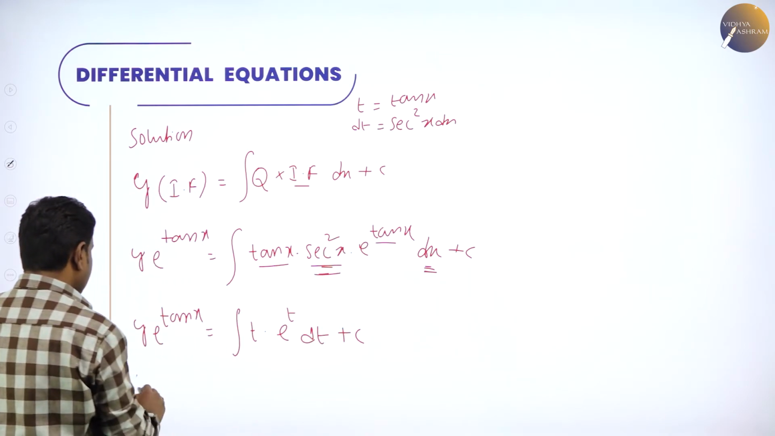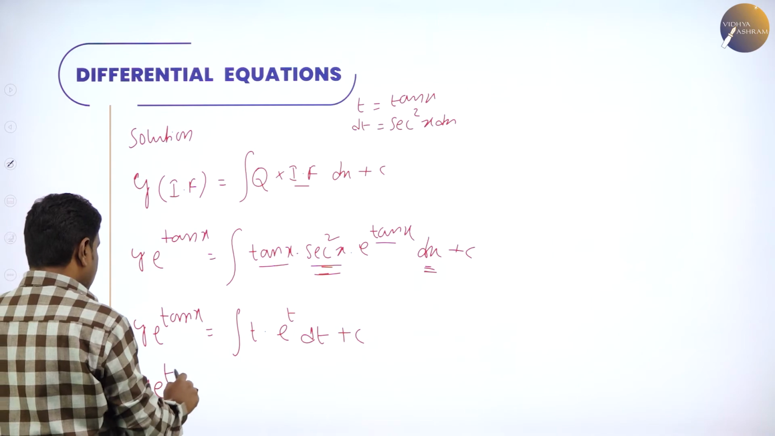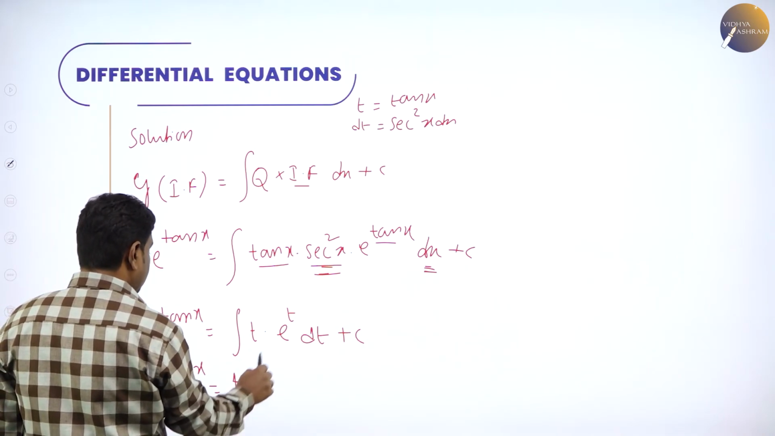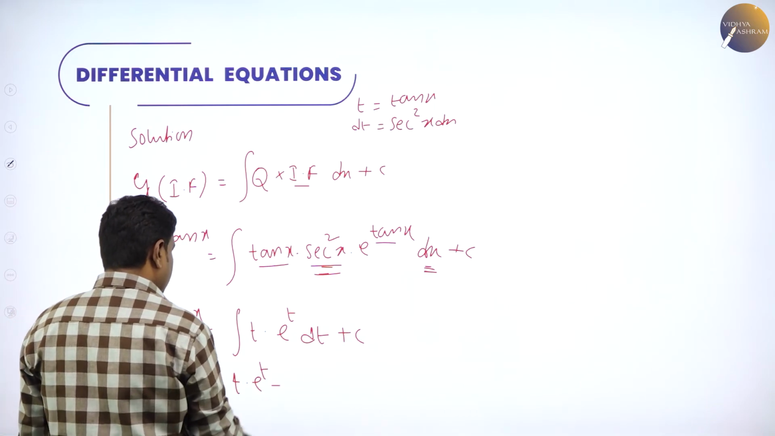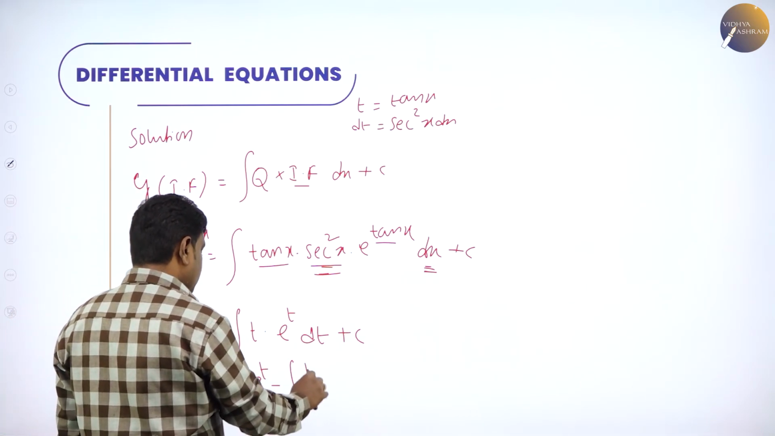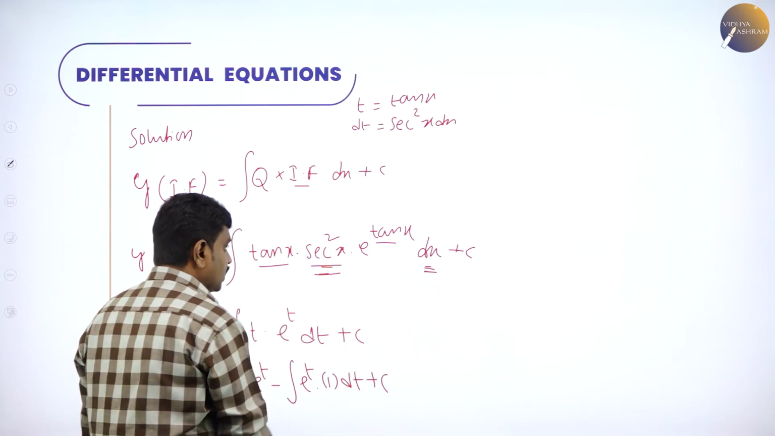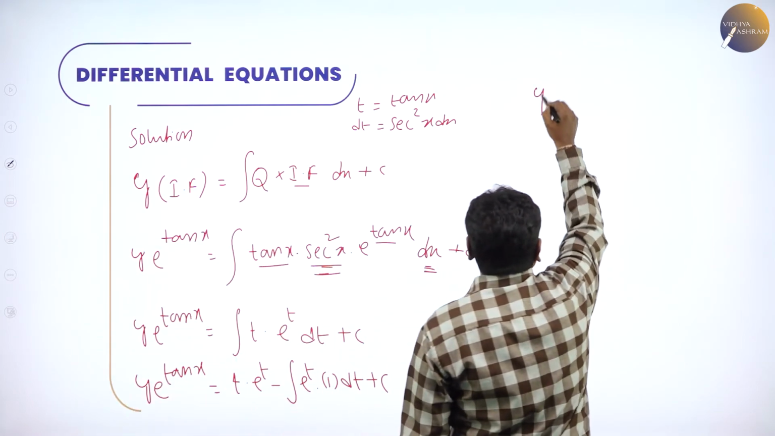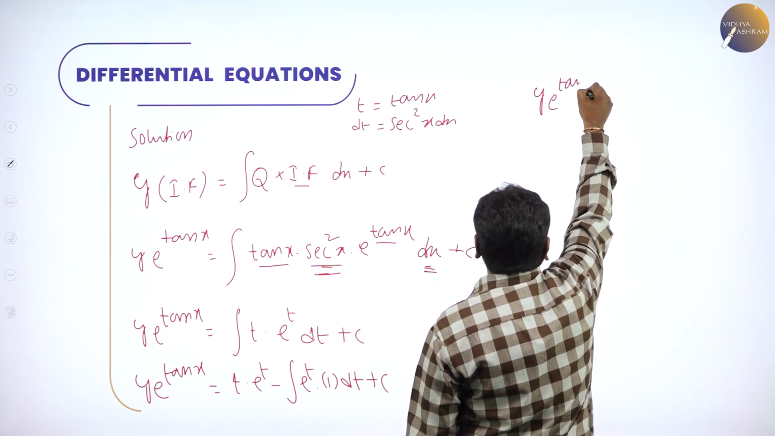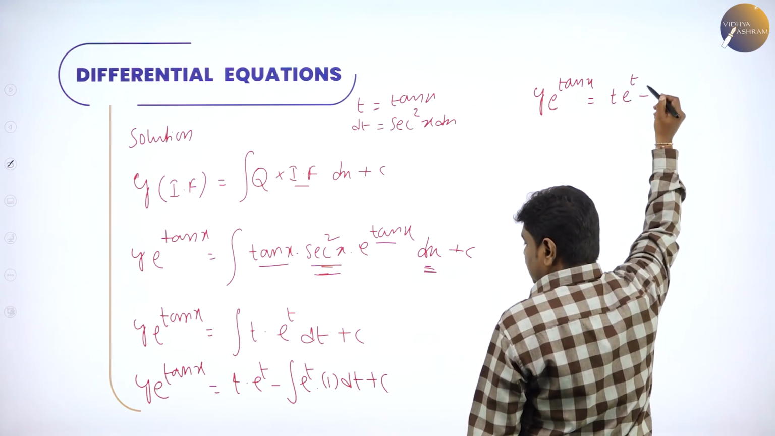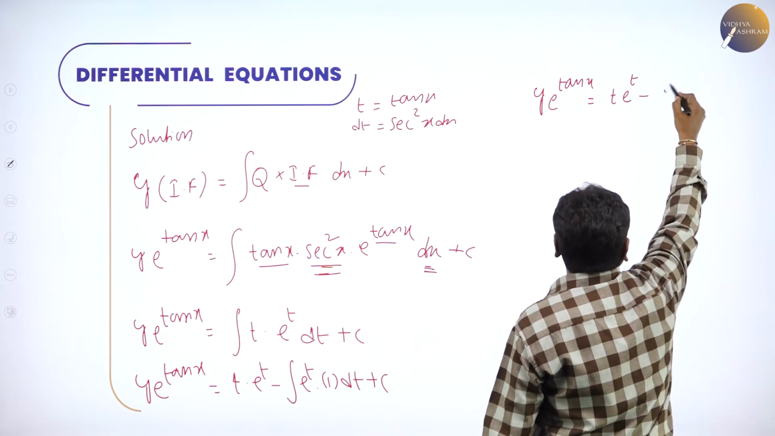Now use parts. You know, ILATE, so exponential should be taken last. It is first function into integration of the second, e power t, minus integration of e power t into derivative of t, which is 1, dt plus c. Further, it will become y into e power tan x is equal to t e power t minus integration of e power t, which is e power t, plus c.